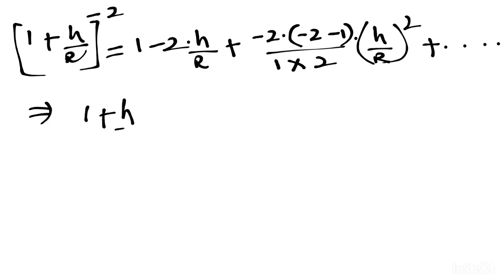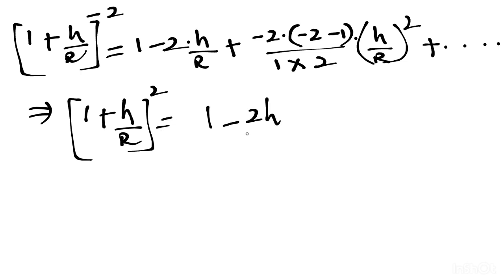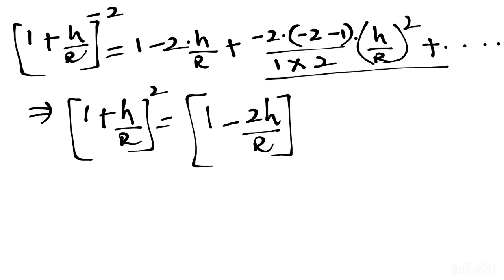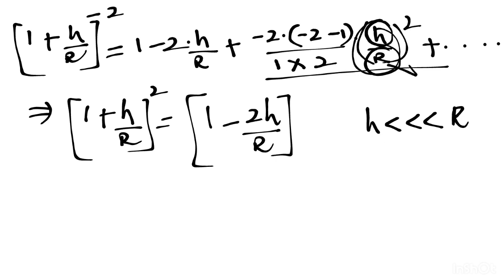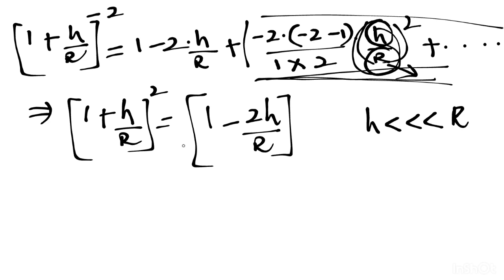(1 plus h by r) power minus 2 can be taken as 1 minus 2h by r, because the higher terms may be neglected, because as compared to the radius of earth, h will be very small. h is very small to r. So as h is very small to r, the higher powers of h by r can be neglected, because it is having a very small value. So the other terms from here can be neglected, and finally we can take (1 plus h by r) power minus 2 is equal to 1 minus 2h by r.